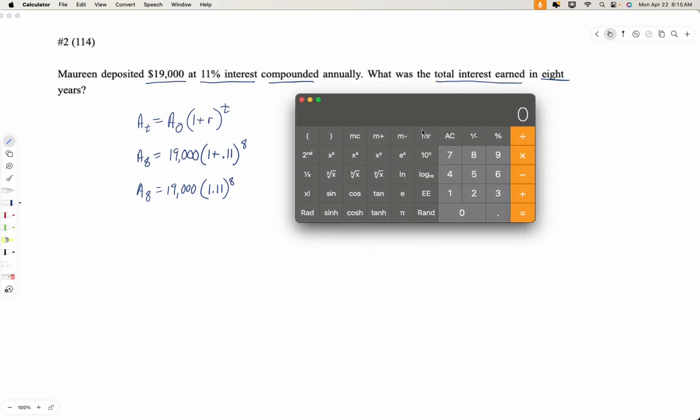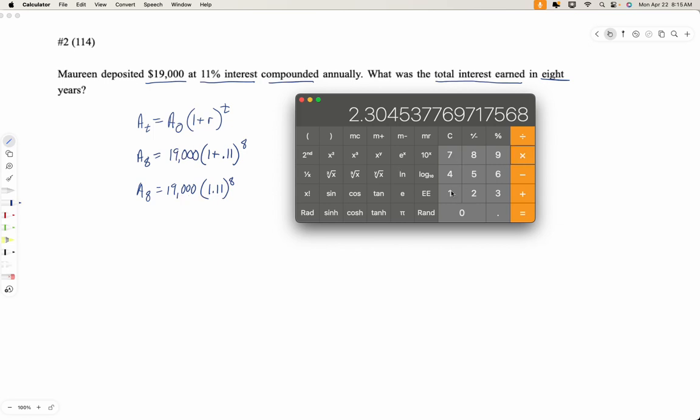We know PEMDAS tells us to do parentheses and exponents first. So we did the parentheses operation first. We added those together. Now we have one term in the parentheses and we take it to the 8th power. 1.11, we hit our exponent key to the 8th power, equals that number. So we've done this. Now we need to multiply it times this.